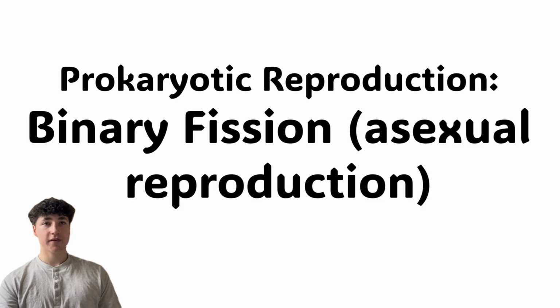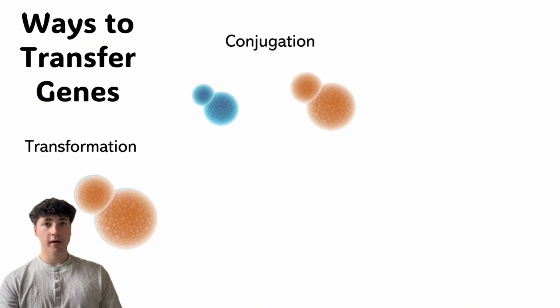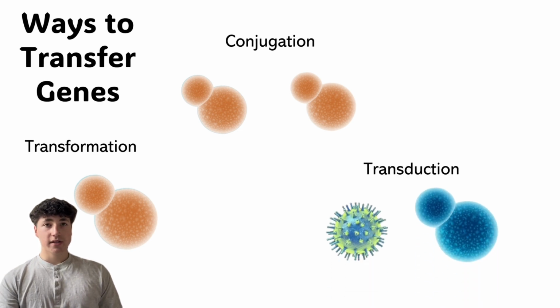Reproduction. So binary fission is the process of reproduction in prokaryotes. Genes in bacteria can also be transferred. One method is transformation, where a prokaryotic cell picks up a gene from its environment. Another is conjugation, when a different prokaryotic cell gives a cell DNA. And then transduction, when a virus gives the cell DNA.